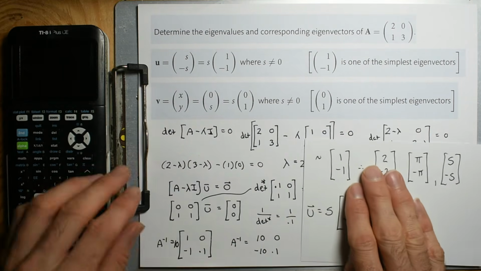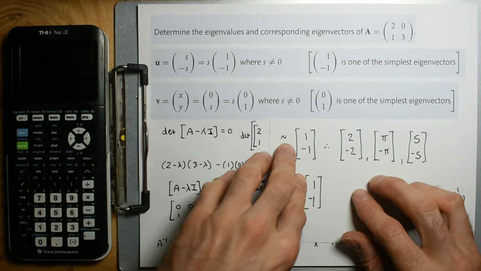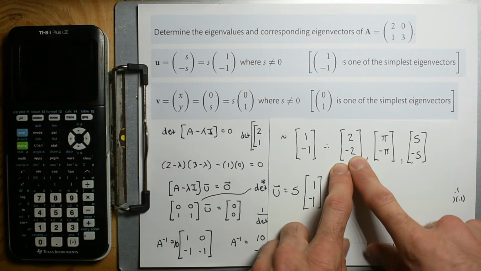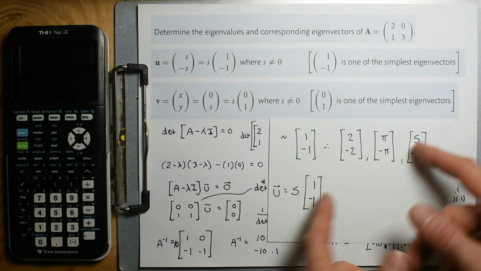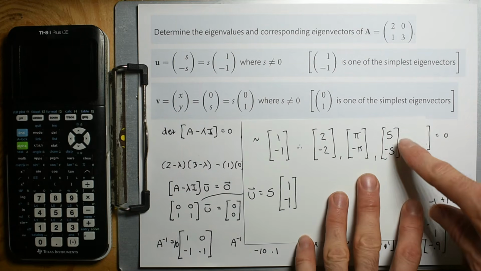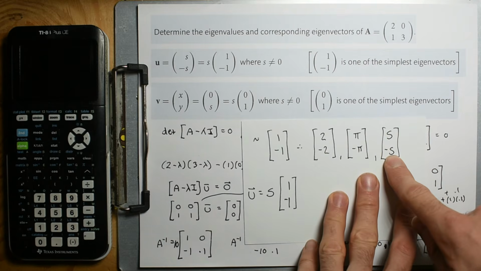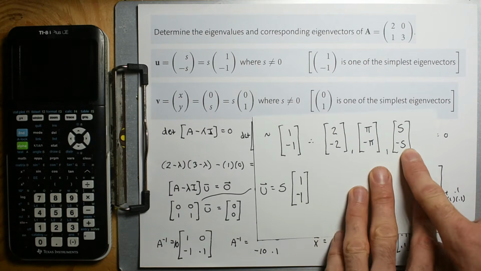But just know, because the determinant is 0, we have an infinite number of solutions. And so 2 and negative 2 is also a solution. Pi, negative pi is a solution. Just any number s and any number negative s. So if x is s and y is negative s, that's a solution.